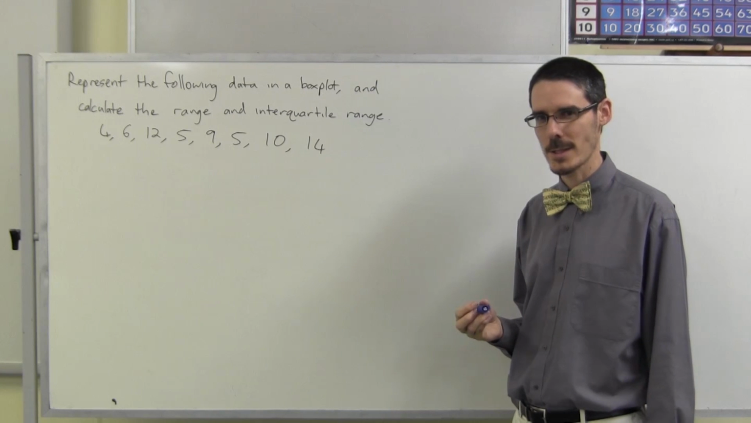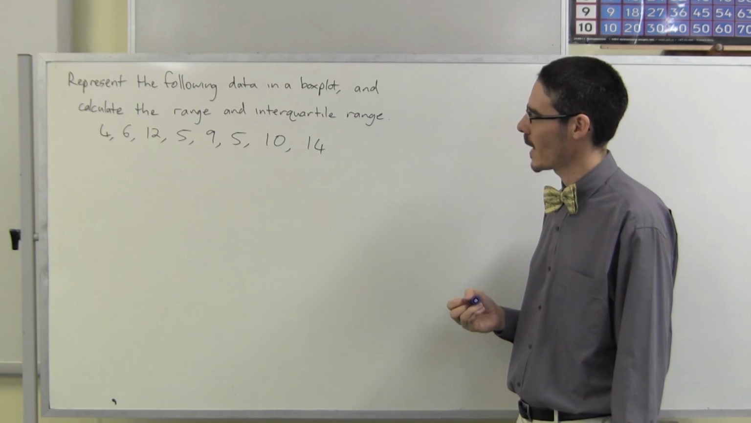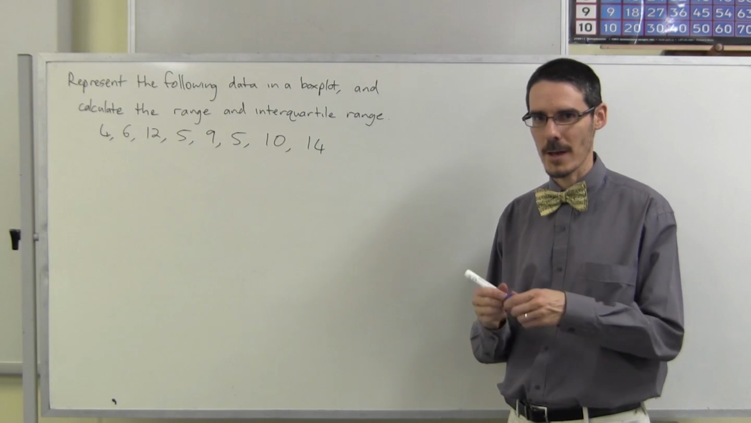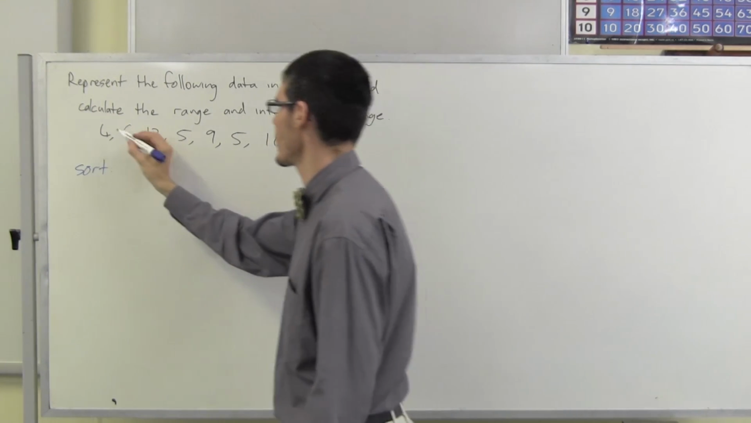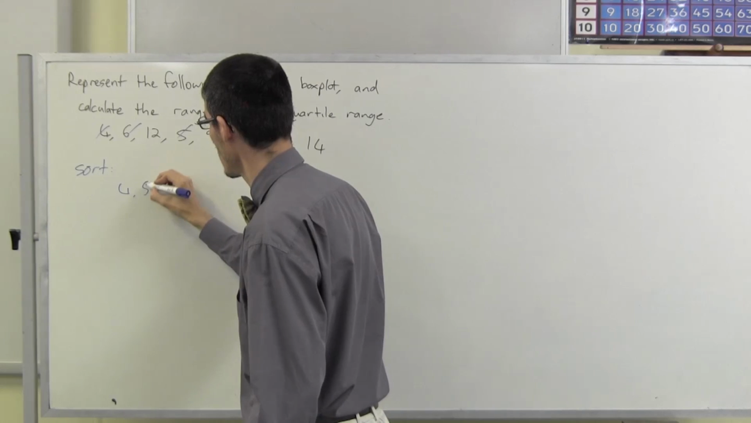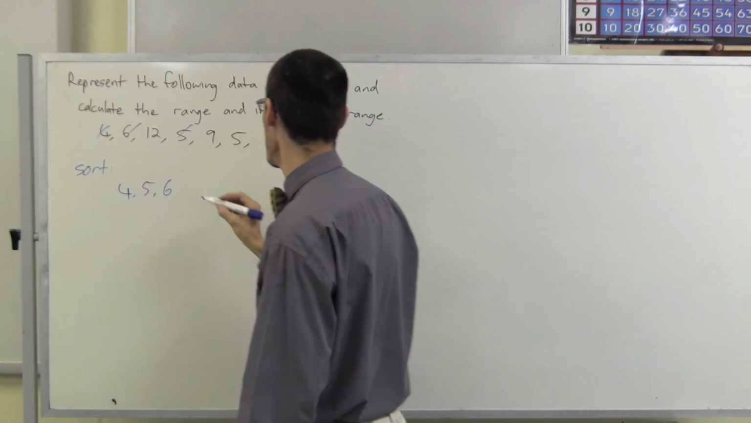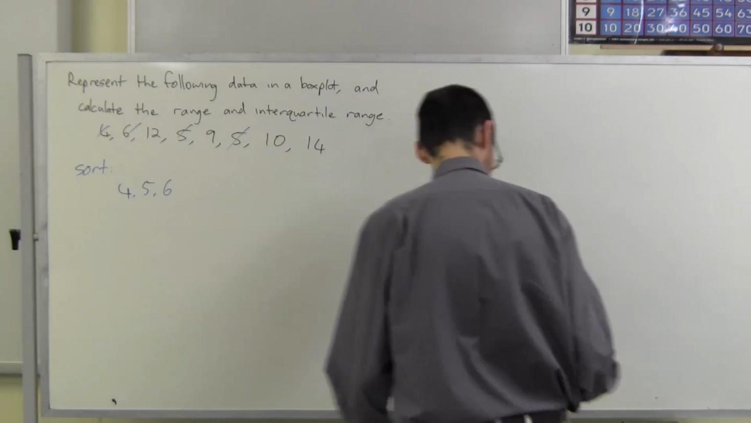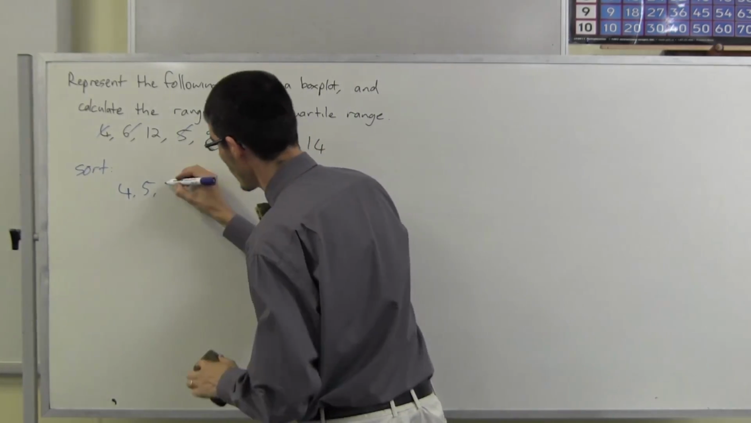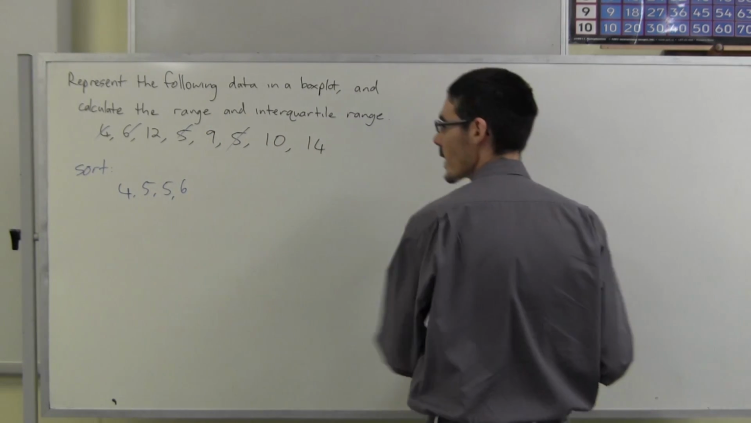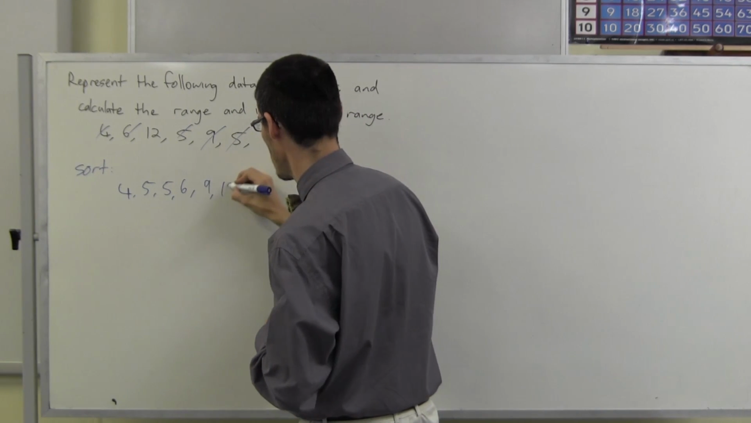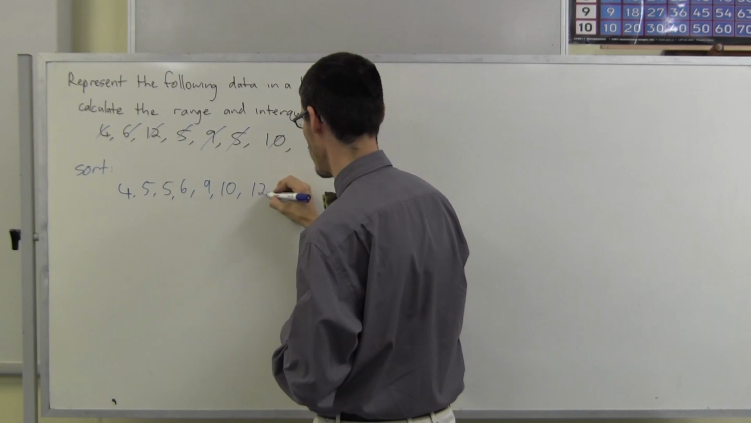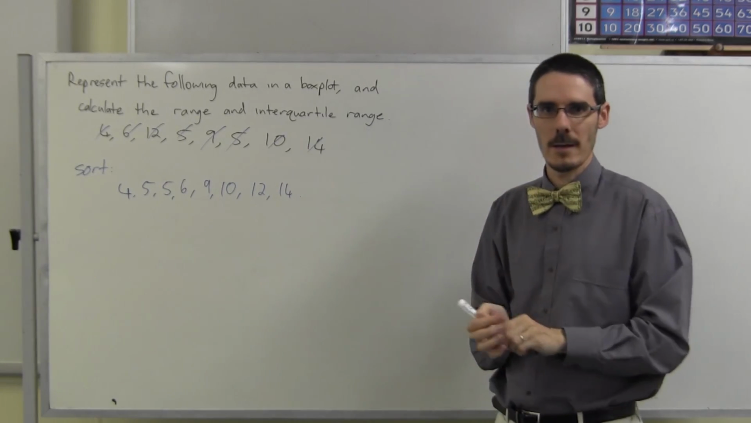Next example, same question, different numbers. Represent the following data in a box plot and calculate the range and interquartile range. First step, sort the data. 4, 5, 6. What have I got next? Oh, 2 5s, my mistake. 4, 5, 5, 6. 9, 10, 12, 14. Okay, median.